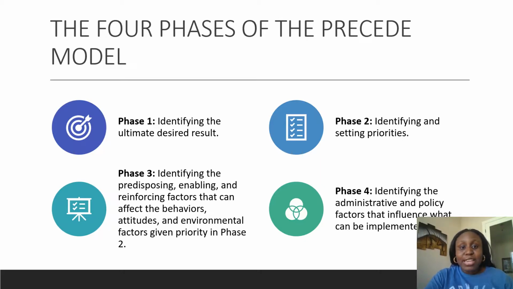The third phase is identifying factors that predispose people, enable people, or reinforce people's actions as far as moving forward and changing their behavior is concerned. And then the fourth phase is identifying administrative and policy factors that influence what you can implement and what you cannot. And we'll talk about that shortly, even in more detail.